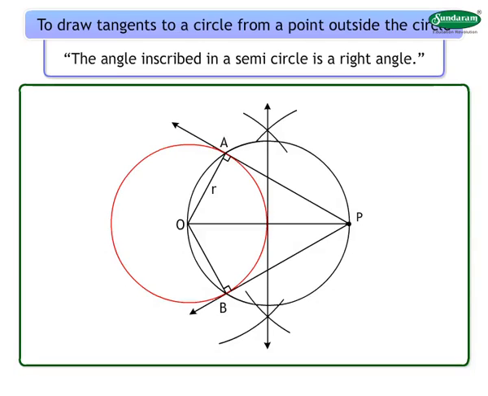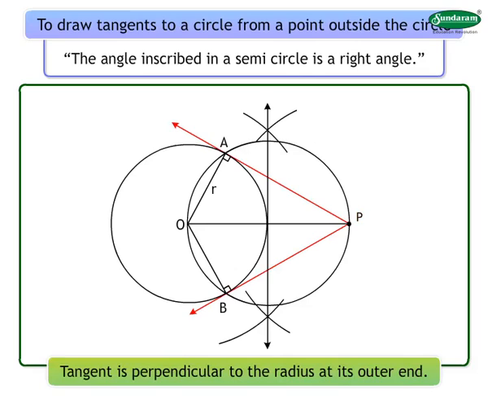Let's draw a circle with center O and radius R. Take point P in the exterior of the circle. Through point P, we can draw two tangents. Let's recall the property of tangent, that is, tangent is perpendicular to the radius at its outer end. From the figure, it is clear that we have drawn right-angled triangles.